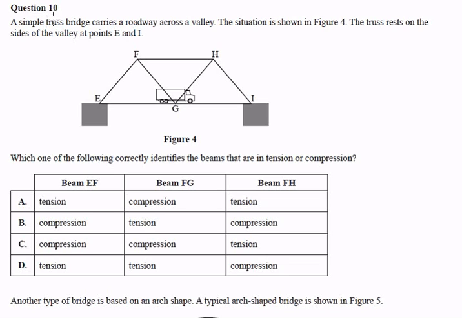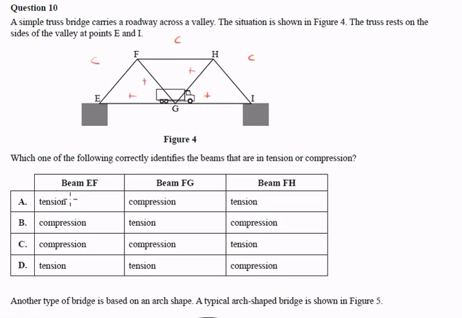Question 10, this is the truss bridge shown in figure 4. It rests on these 2 points here. There's a truck in the middle, which identifies the beams that are compression or tension. The easiest way to do this is just to have in your notes somewhere that this is compression, compression, compression, that's in tension, tension, tension, tension.